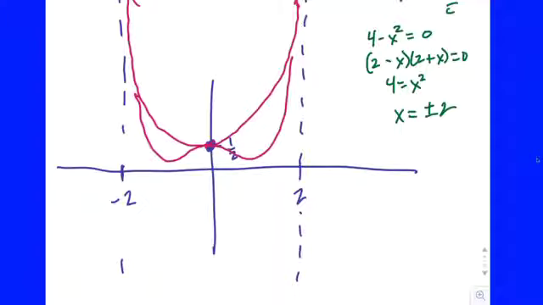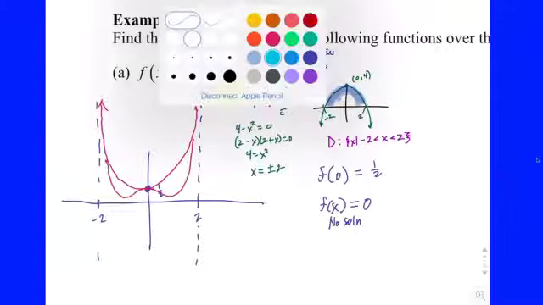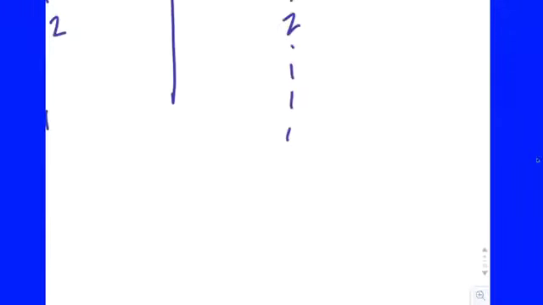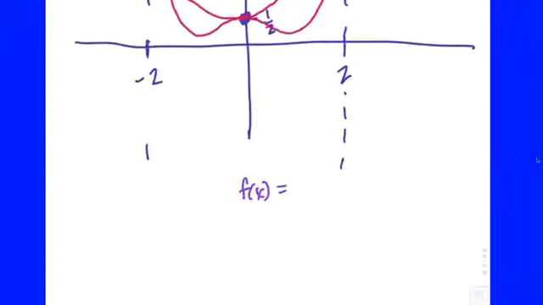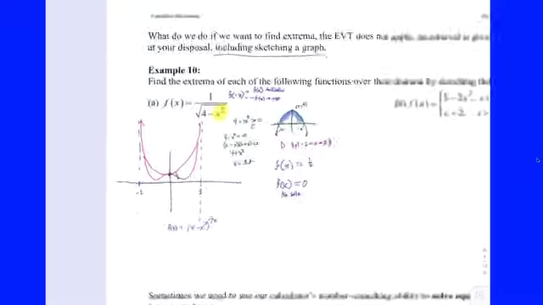Very good. Set f prime equal to 0, because the number of critical values that I would get would help me determine what it looks like. Do you agree? All right, so let's go ahead and find the derivative. It's time to bust out the good stuff, bust out the calculus. So I'm going to rewrite this function. I'm going to bring everything to the top and say it's 4 minus x squared to the -1/2 power, just so we can use the chain rule, right? And the 1 in the top gets absorbed.